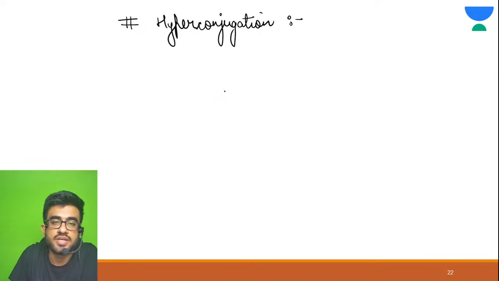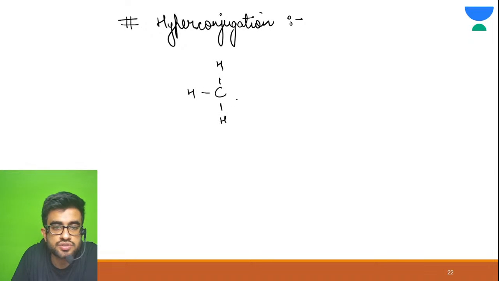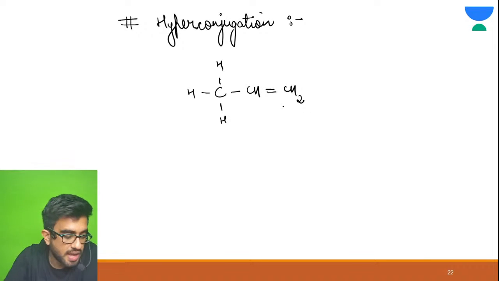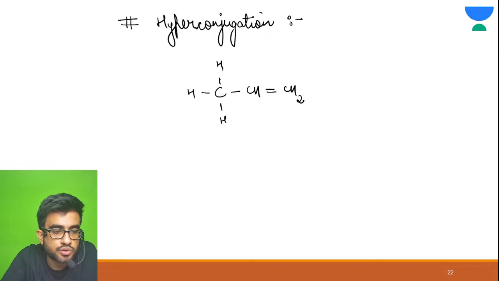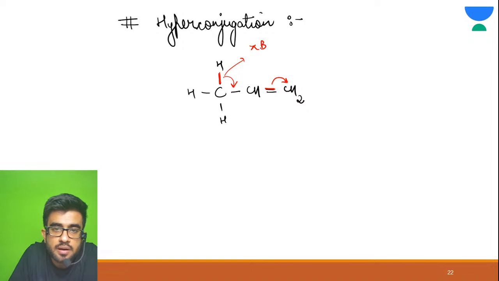All right. Now see, suppose this is CH, here also H, here also H, CH double bond CH2. Now what happens in hyperconjugation? This hydrogen and carbon have a bond. This bond is broken and this bond is shifted here. This bond shifts here, and this pi bond shifts here. This is a sigma bond.